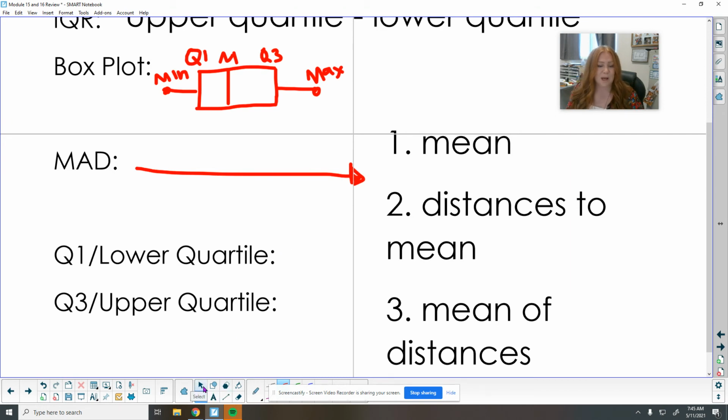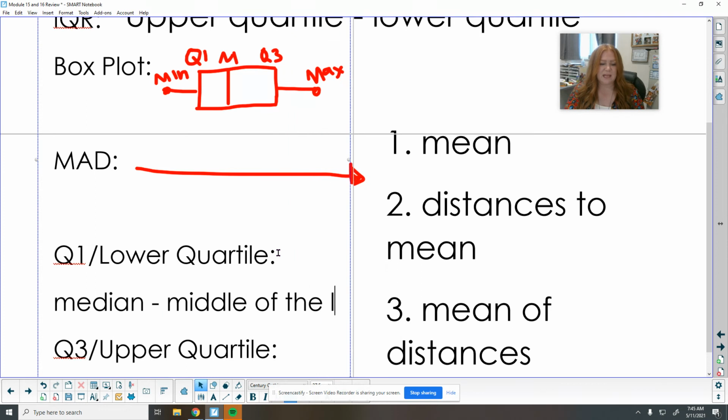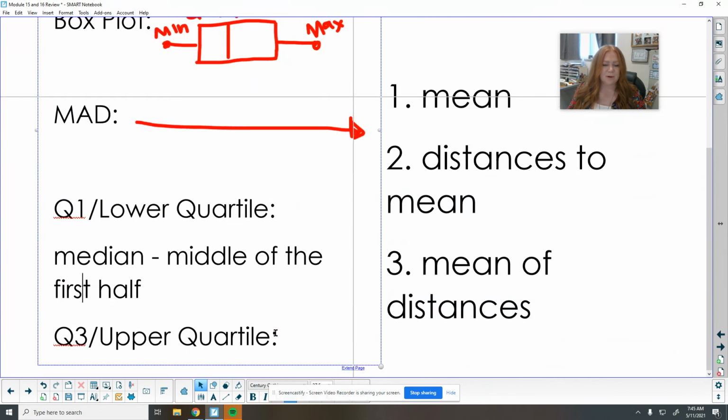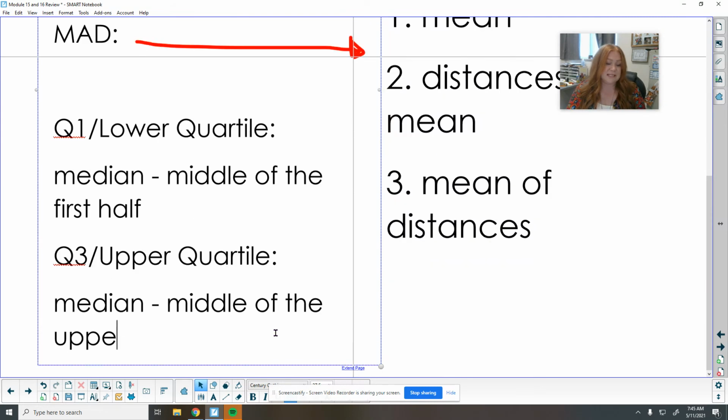To find Q1, I'm going to type here. So to find Q1, first we have to find the median. Then we find the middle of the first half. Kind of overlap there, that's okay. And then to find Q3, or the upper quartile, we start with the median still, and then we find the middle of the upper, or the second half of the data.